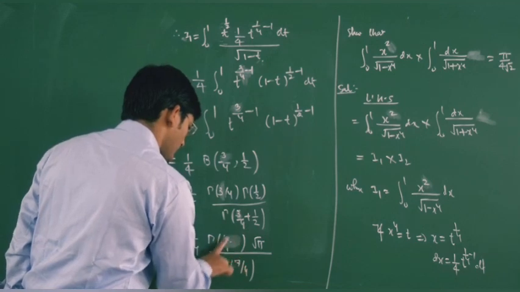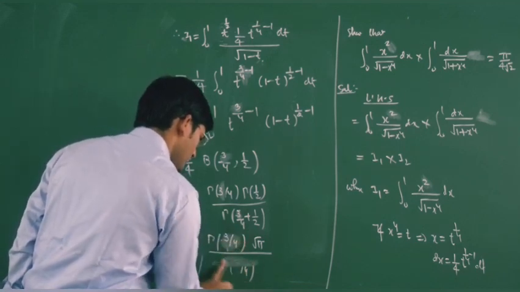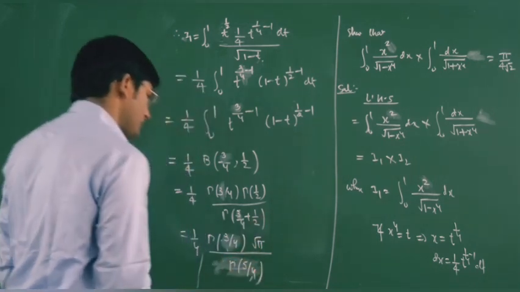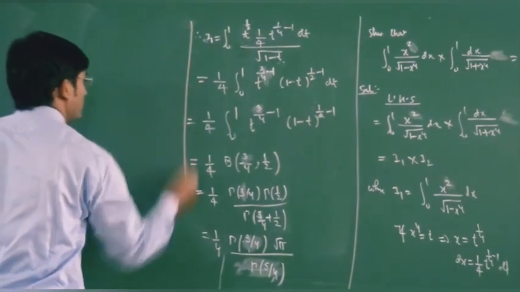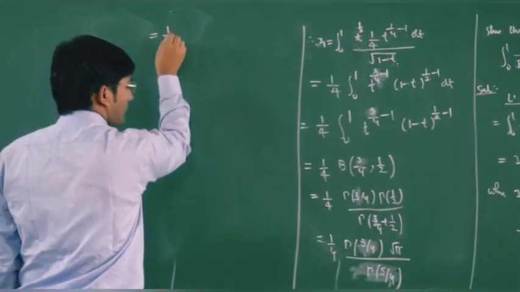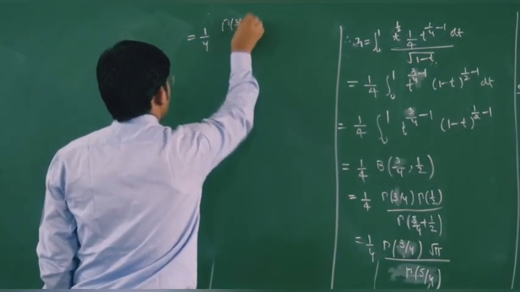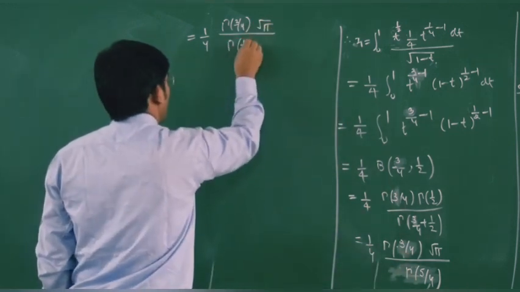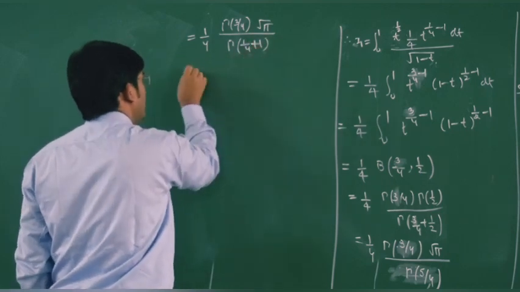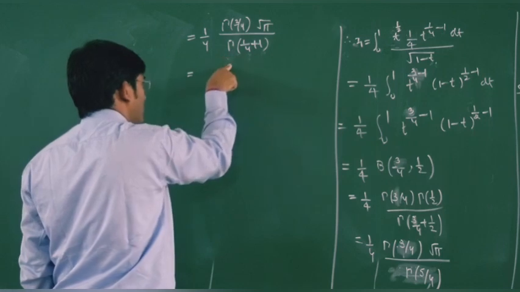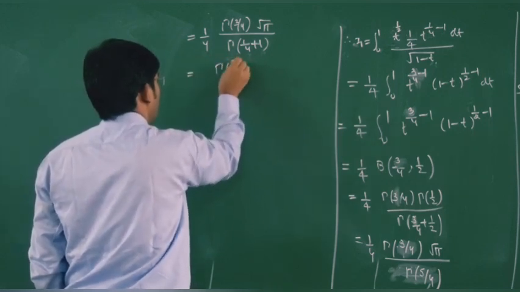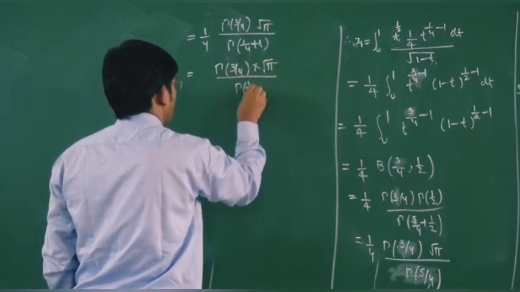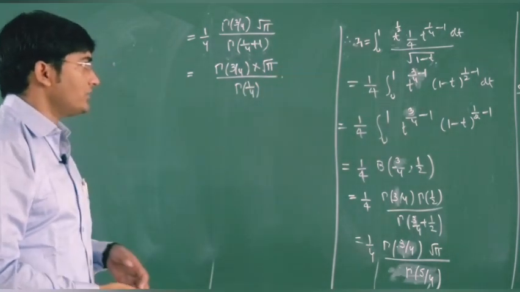Now it is gamma 3 by 4, and in the denominator we have gamma 5 by 4, and gamma 5 by 4 can be written as 1 by 4 plus 1. So this is equal to gamma 3 by 4 square root of pi, then here gamma 1 by 4 plus 1. Now gamma n plus 1 will be n gamma n, so you will get 1 by 4 outside, and this will get cancelled. So we have 3 by 4 into root pi into gamma 1 by 4. So this is our I1, and now I2.